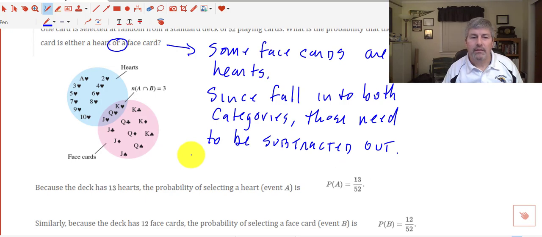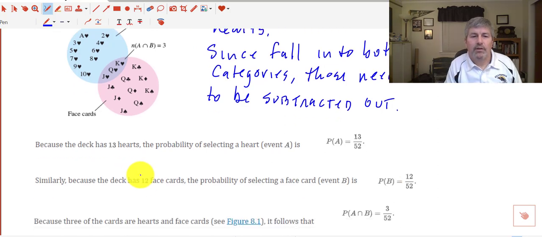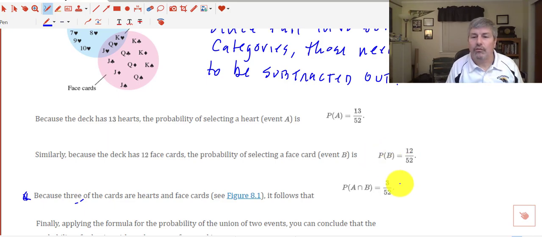To find the probability, we first will take a look at the probability of selecting a heart. Probability of A, selecting a heart, since there's 13 hearts, that would be 13 over 52. We could reduce this, but we're going to leave the denominator at 52 because we're going to have a common denominator here. Similarly, we have 12 face cards, so the probability of selecting a face card is 12 out of 52. Now keep in mind, we have those 3 cards that are both face cards and hearts. Since we have those 3, we need to subtract those out. But the probability of selecting one of those 3 is just 3 out of 52.